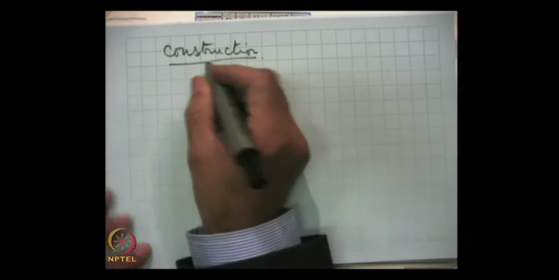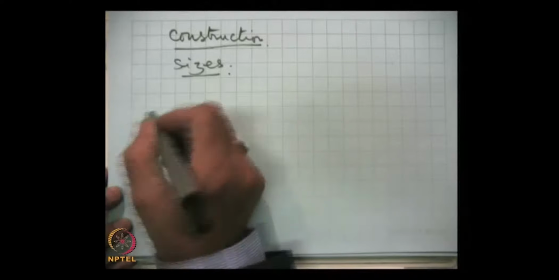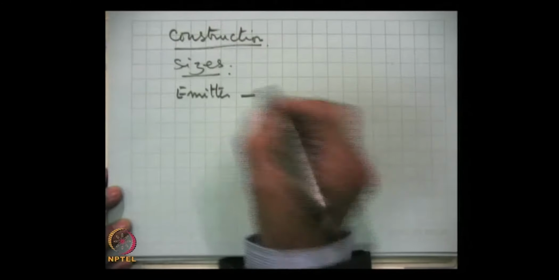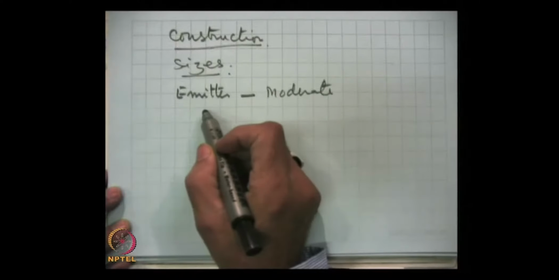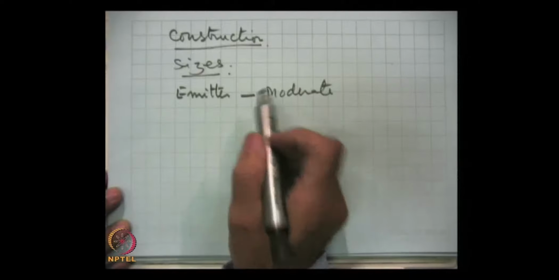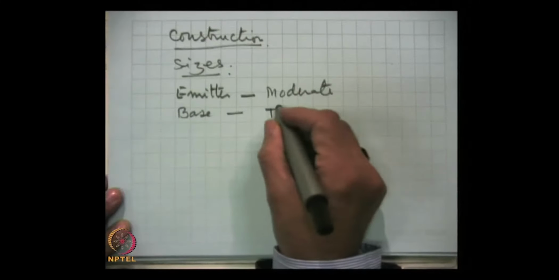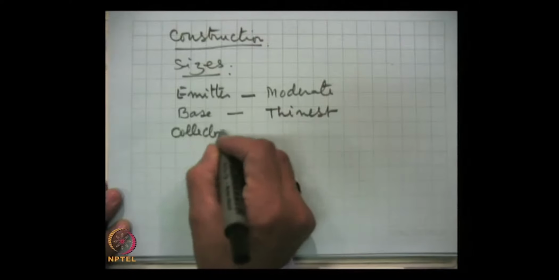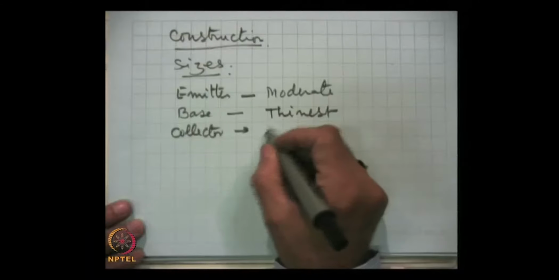Let us talk of sizes first. The emitter is of moderate size, that is, emitter has dimensions between the dimensions of collector and base, and base is thinnest, and collector, when we compare the three sizes in a transistor, size of emitter, base, collector, then collector has the largest size.